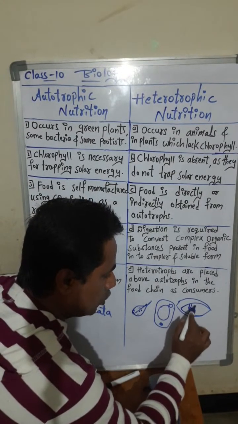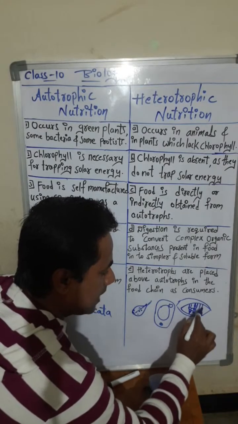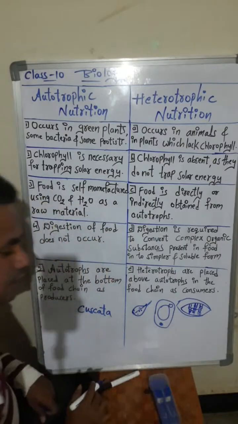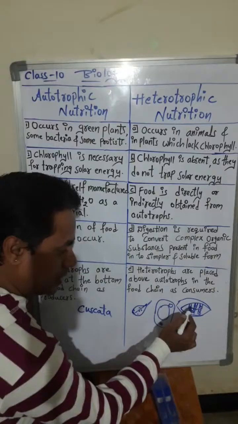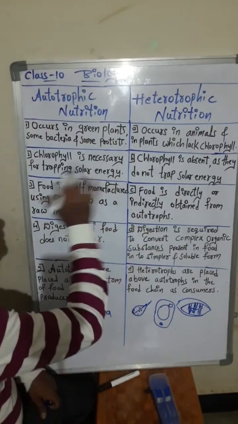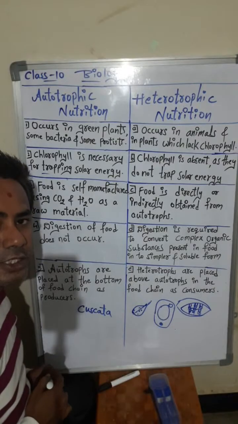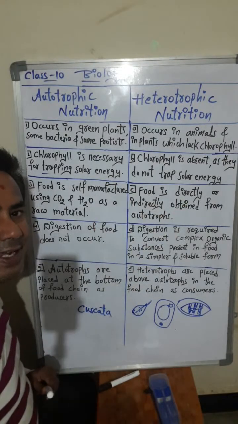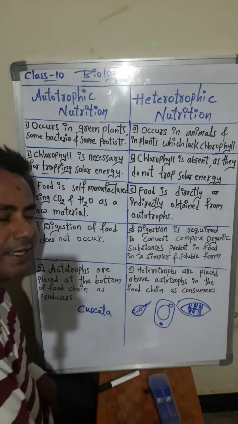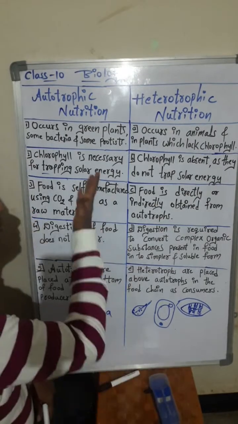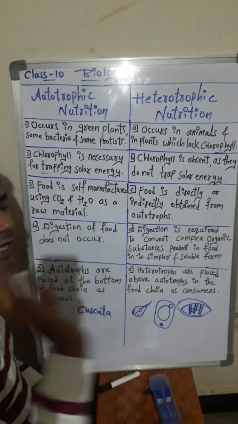So these chloroplasts have chlorophyll. Cell, chloroplast, inside the chloroplast, chlorophyll is present, and that is very, very helpful for what? Trapping the solar energy. It will absorb the radiant energy from the sun, and with the help of raw materials like carbon dioxide and water, they prepare the food. So they come under autotrophic nutrition. Chlorophyll is very, very important.